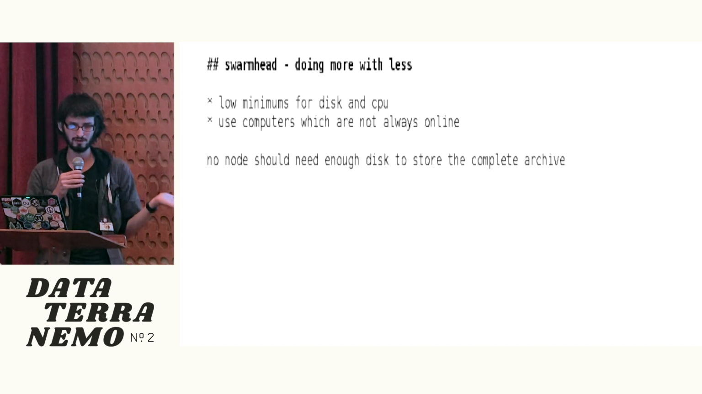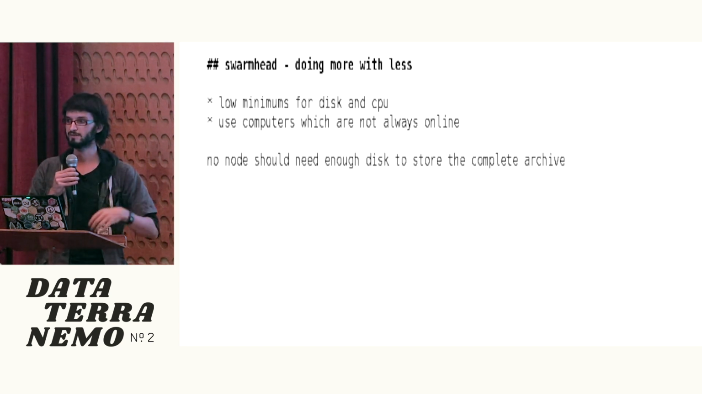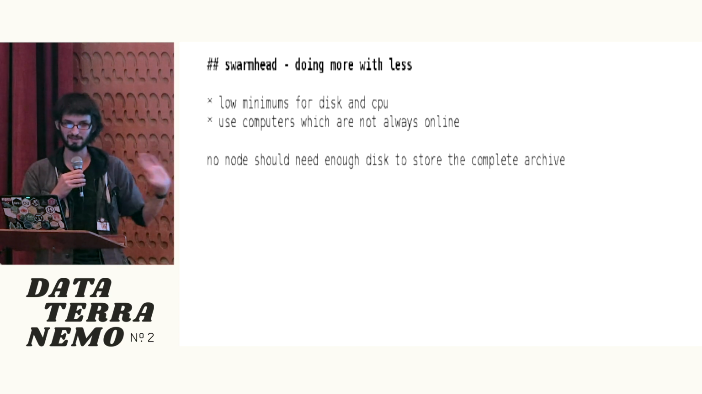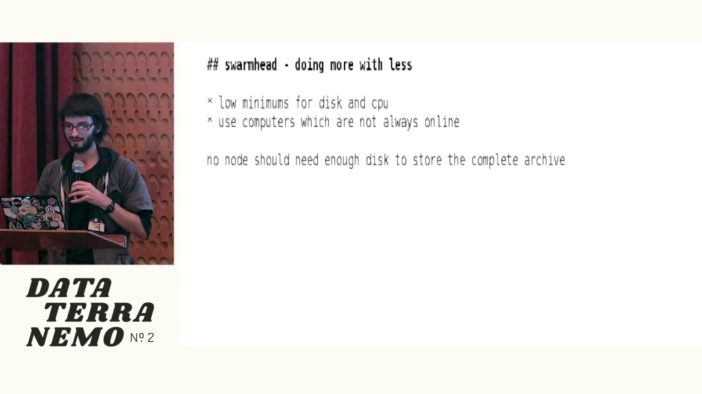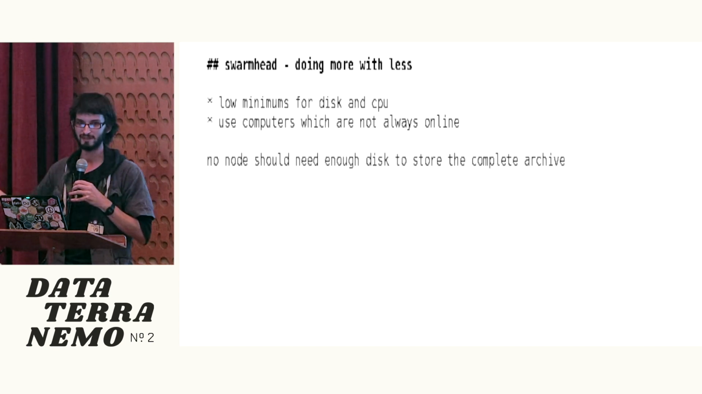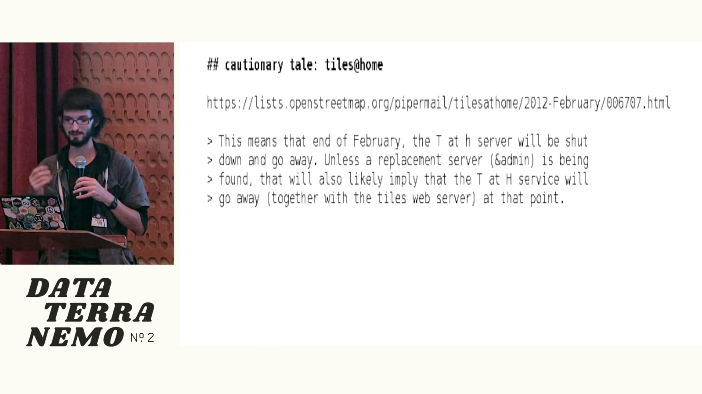And also, computers aren't always online, and that's a good thing. I think that also makes our networks much more resilient against cascading failures and giant planetary deserts like we saw earlier. That's pretty scary. And nodes shouldn't have to have the full archive. I think that's been proven with some other projects that that's maybe not the best idea.